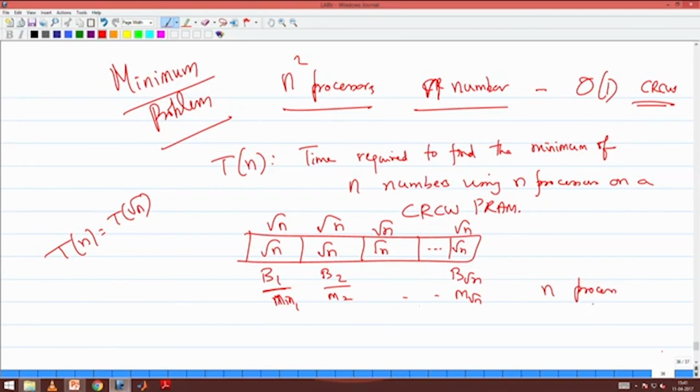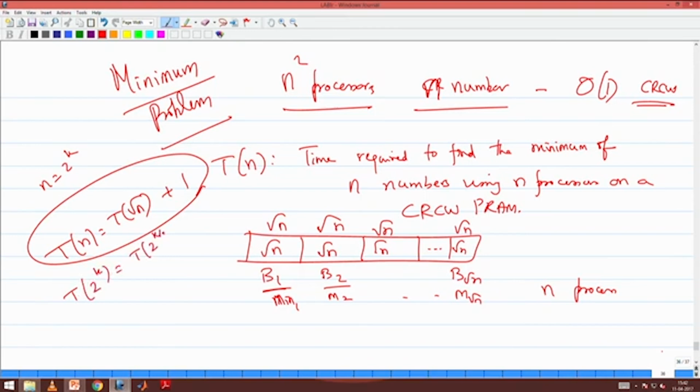How much time will it take for me to find the minimum? 1, because with n squared processors it is 1; here, root n numbers and n processors. So this is T(n) equals T(root n) plus 1. You are getting this? Okay. So without loss of generality, let n be equal to 2 power k. So T(2^k) is equal to T(2^(k/2)) plus 1.